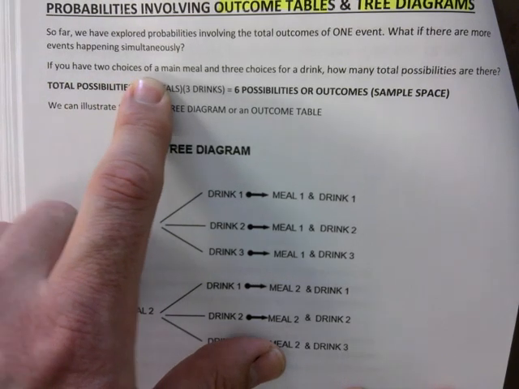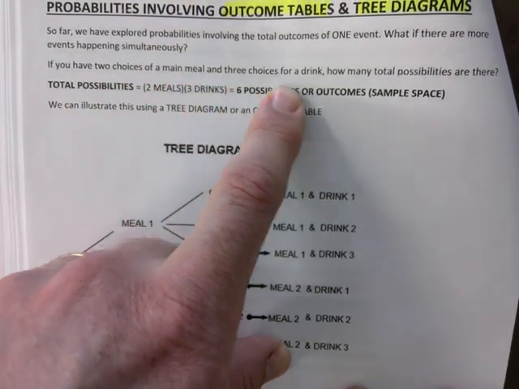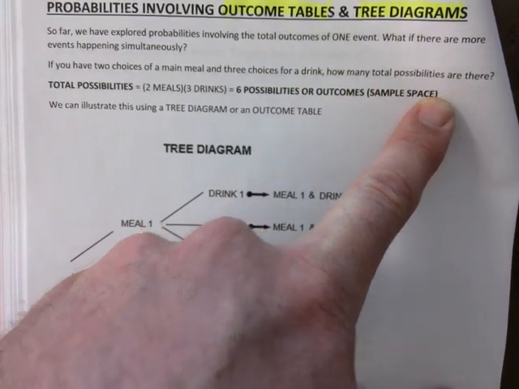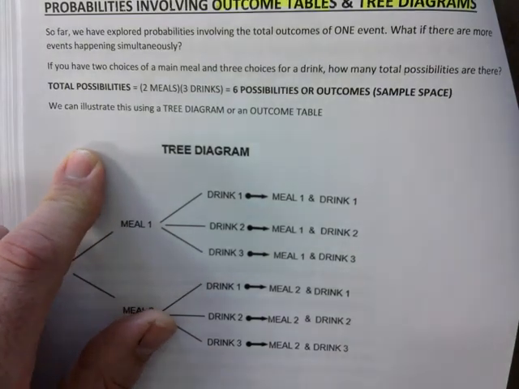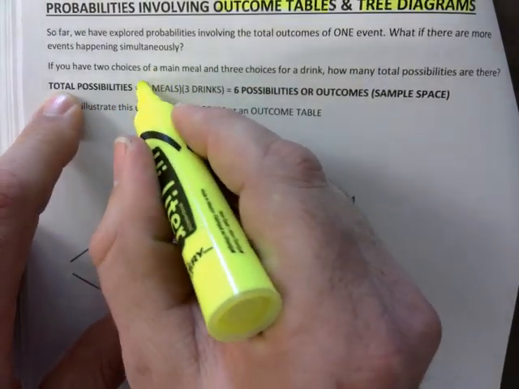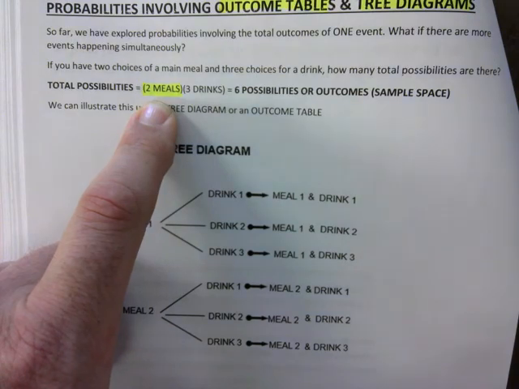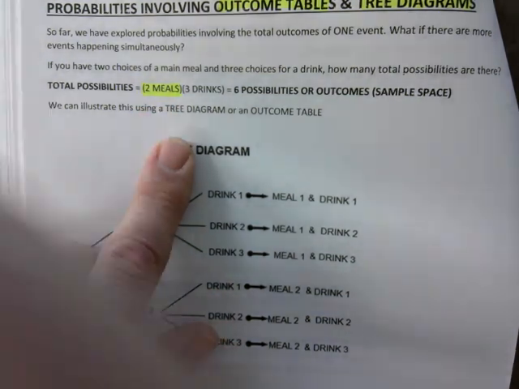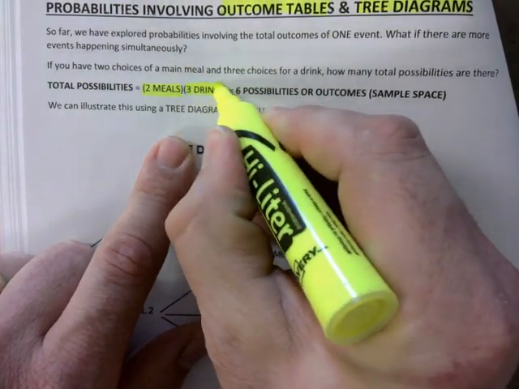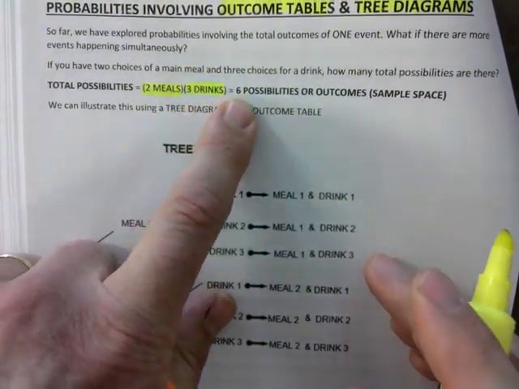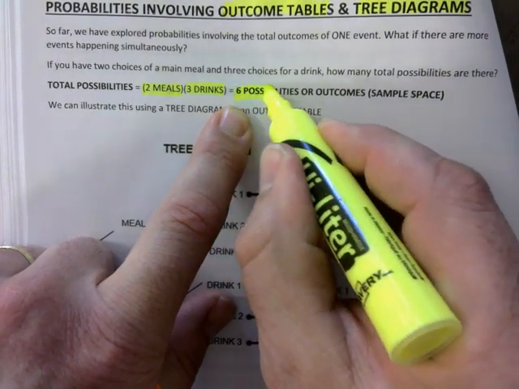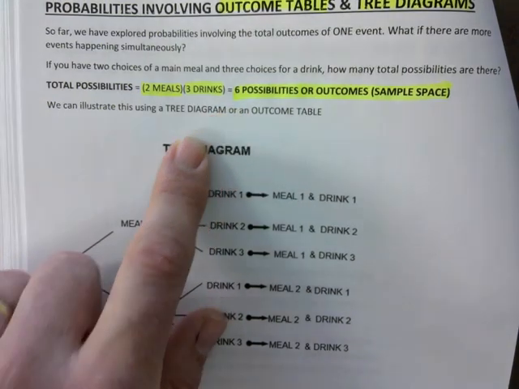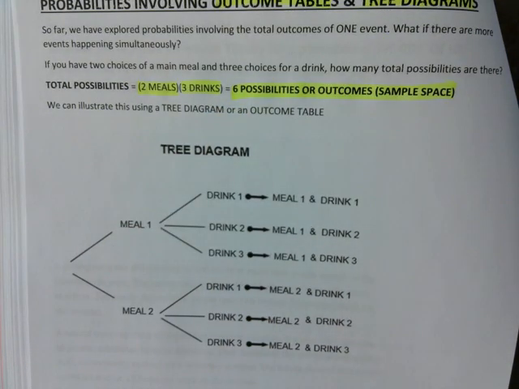For example, if you have two choices of a main meal and three choices for a drink, how many total possibilities are there? Well, it turns out that if you have two meals, that's your first event, first choice, and three drinks, right? You just go 2 times 3, there'll be 6 outcomes. 6 possibilities or outcomes, which we also call the sample space. That's very important. This concept right here is super important.